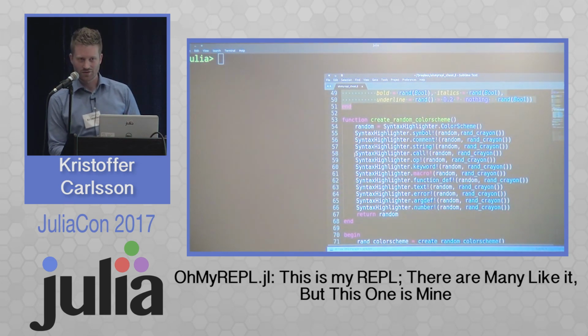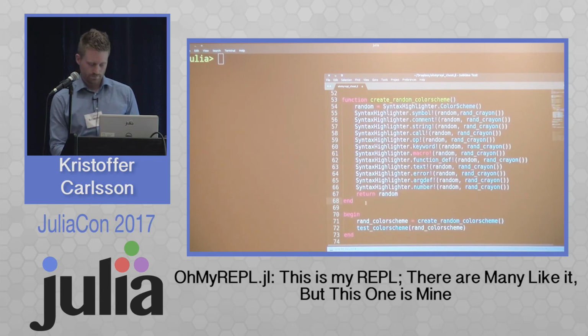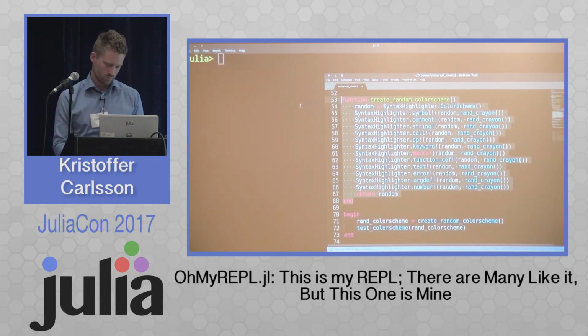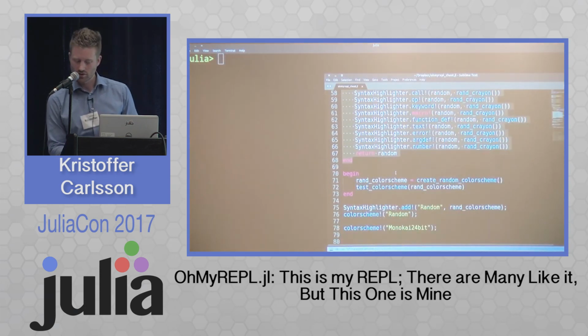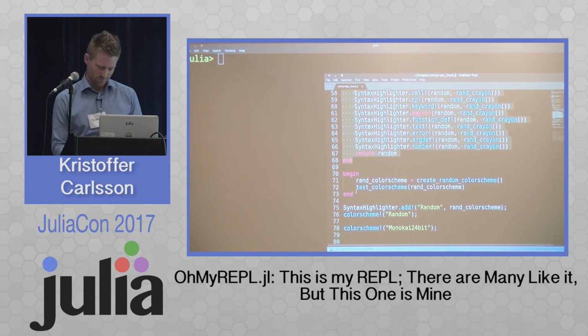And now I want to generate a random color scheme. So I can create a new color scheme, and then for each of these tokens or symbols, comments, I simply assign a random crayon to them. And then I return the color scheme. Okay, so now I'm going to call this create random color scheme function, and I'm going to test it to see how it looks.